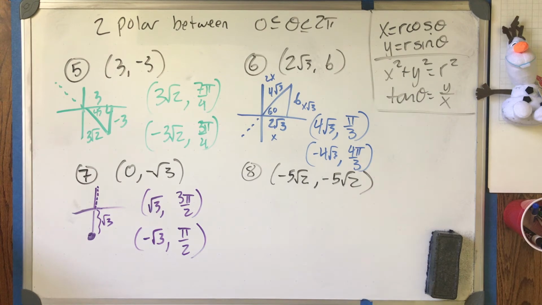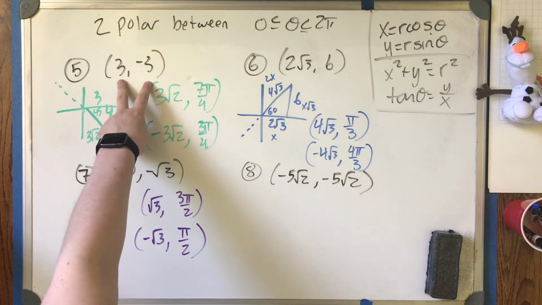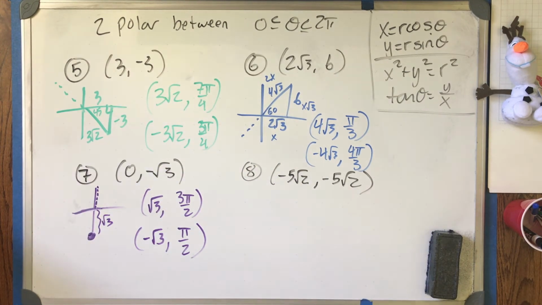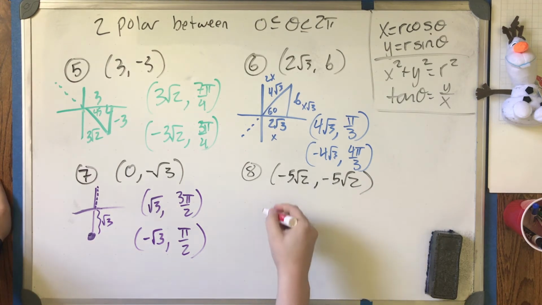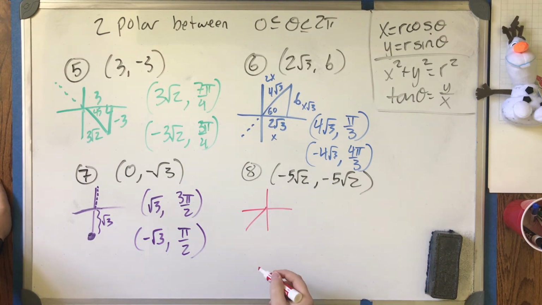Last but not least, we have this one. Just like up here, when the x and y are equal, I know it's going to be a 45. I just need to figure out what quadrant it's in. They're both negative, so I know it's going to be over here.